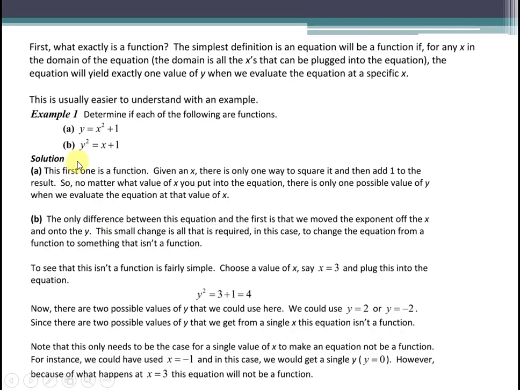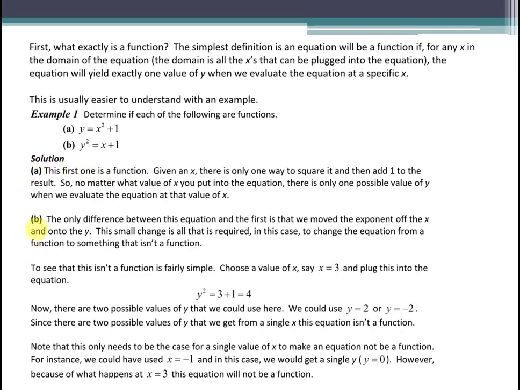Now, the next one, b1. The only difference between this equation and the first is that we move the exponent of the x onto the y. So we have y squared equals x plus 1. This small change is all that is required in this case to change the equation from a function to something that is not a function.